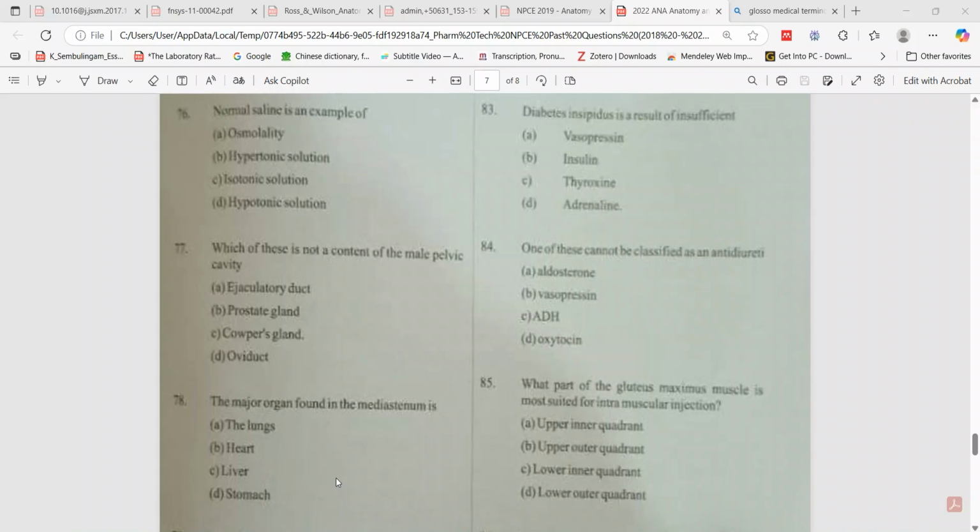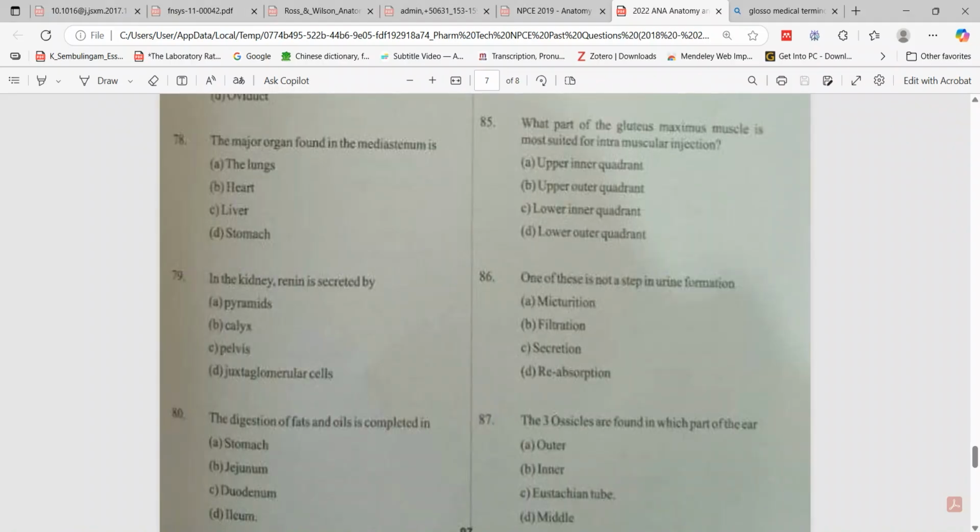Next question. Which of these is not a content of the male pelvic cavity? Oviduct. What's another name for oviduct? Fallopian tube. So 78. The major organ found in the mediastinum is the heart. Yes. 79. In the kidney, renin is secreted by juxtaglomerular cells.